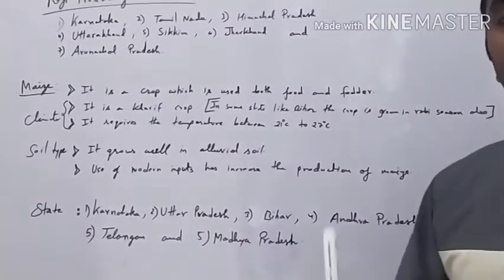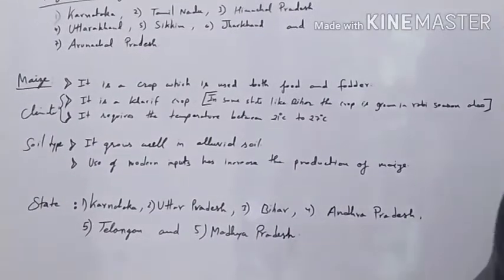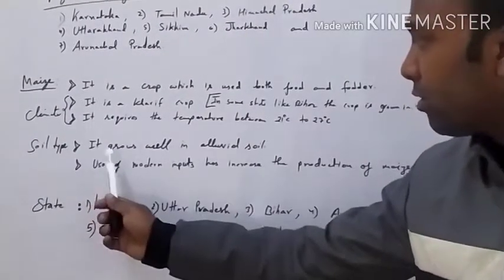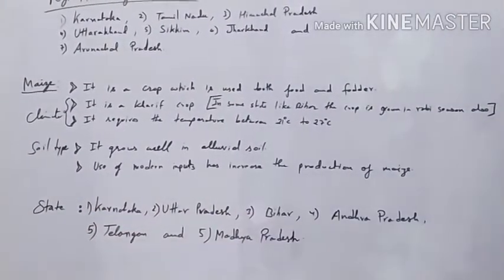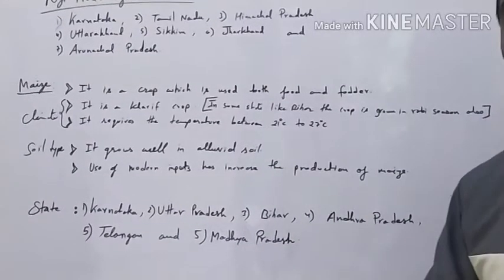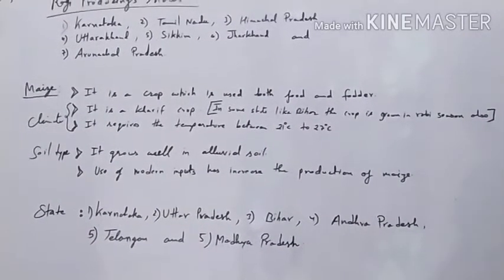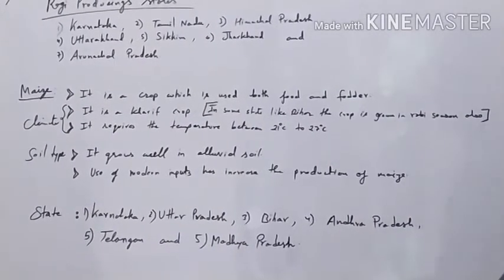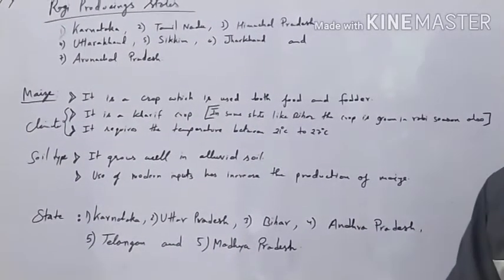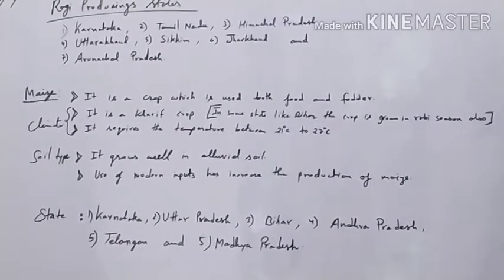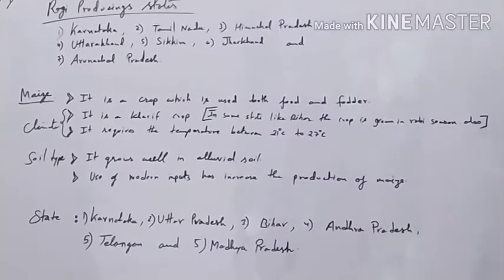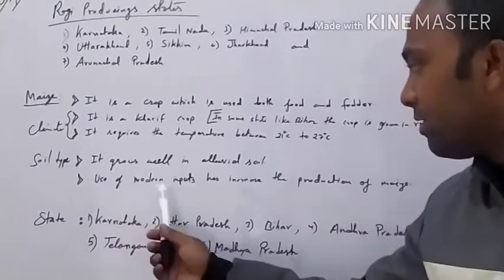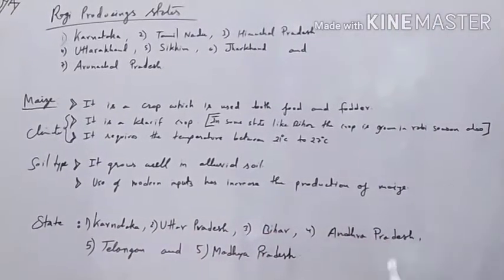Now let us understand in what kind of soil it grows. Maize grows well in alluvial soil. The places where we find alluvial soil can be used for growing maize. That is why in the northern plains, most places grow maize in the kharif season. Use of modern inputs has increased the production of maize.